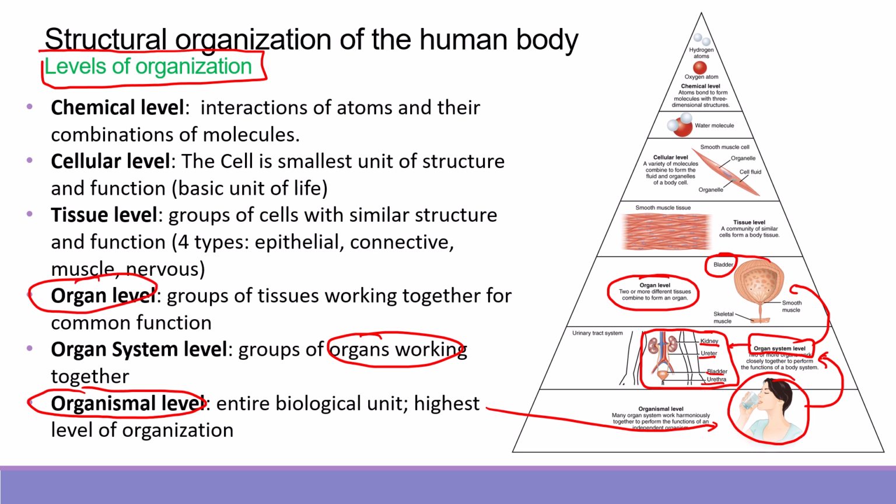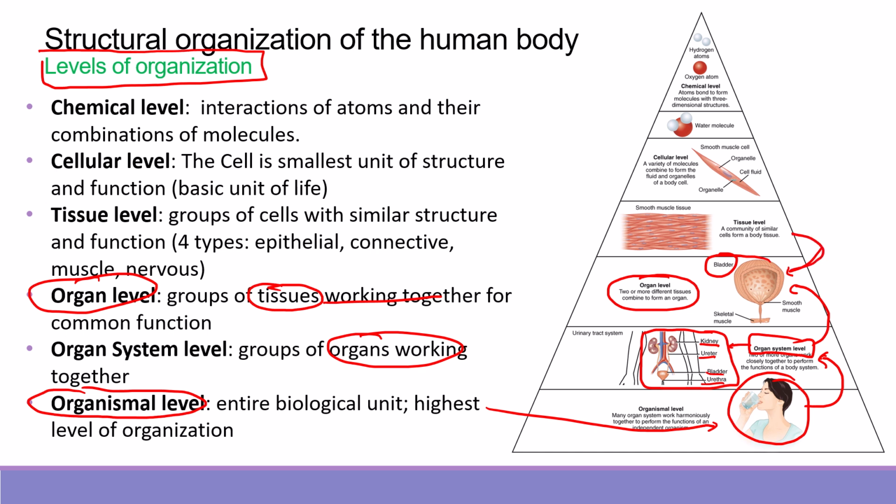Organs are composed of tissues. So an organ is a group of tissues that work together to accomplish a specific function. What that means is that if we want to understand the function of the bladder, we need to look at the tissues that form the bladder to understand how the bladder works.